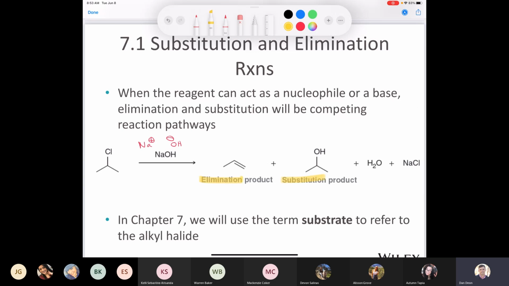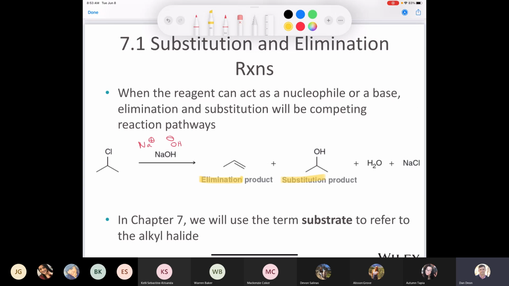So to produce the elimination product, the hydroxide was behaving as a base, and to make the substitution product, the hydroxide was behaving as a nucleophile. So you heard the word substrate slip out of my lips a couple of times here.